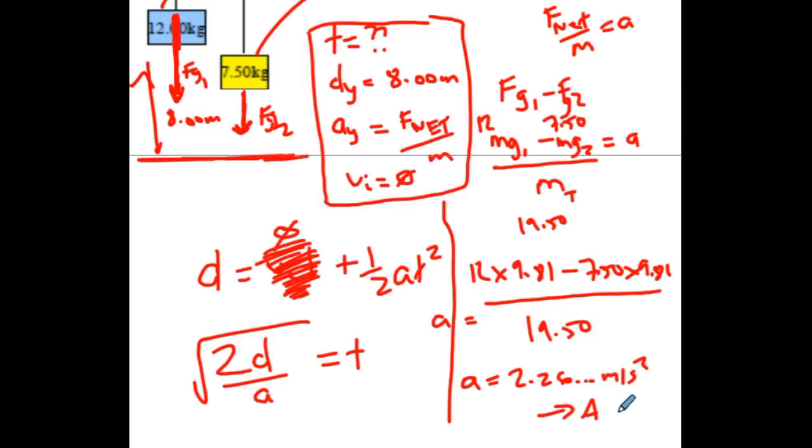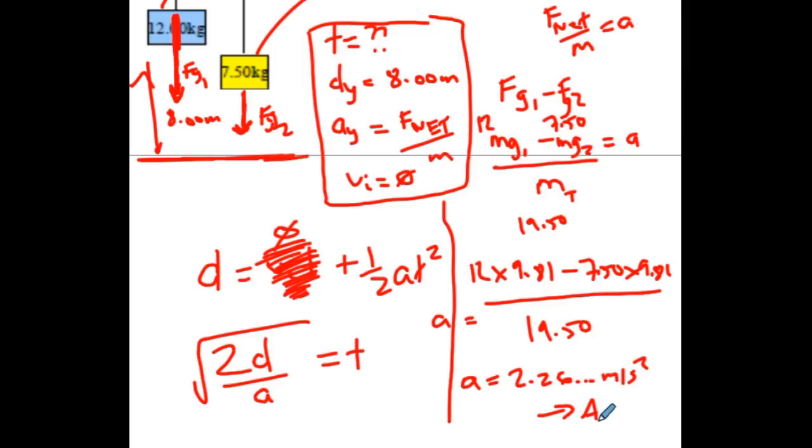So unless I made a mistake typing in values, I now know letter A. Let me just check one more time. 12 times 9.81 minus 7.50 times 9.81. That's the difference in my gravity amounts. And then I divided that by the total mass of the system. Yeah, I got 2.2.